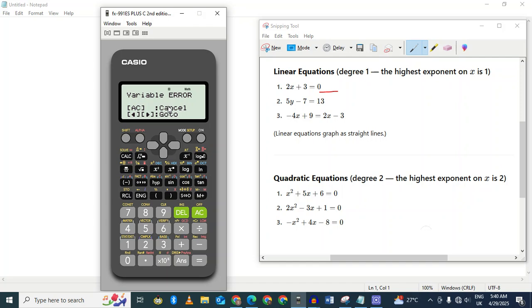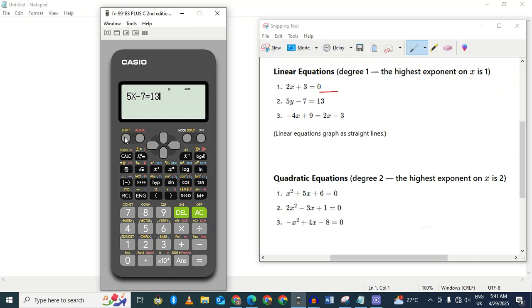In this case, what we observed is that when you're solving equations using this calc function, you try as much as possible to leave your variables as x. So I'll just replace y here with x so that you can get your value. We have 5x minus 7 is equal to 13. Sorry, it's 13 here.